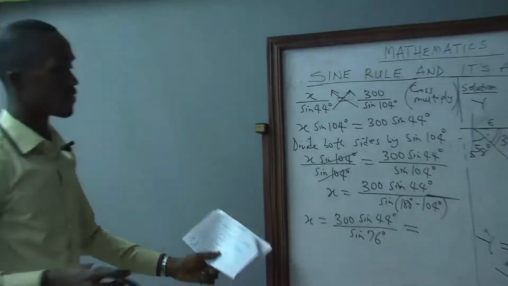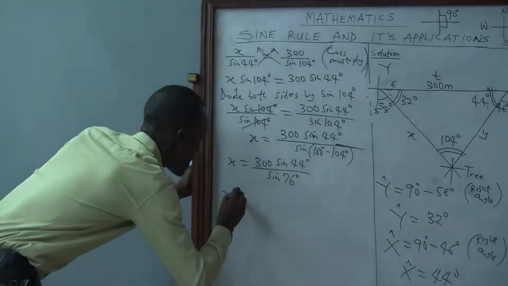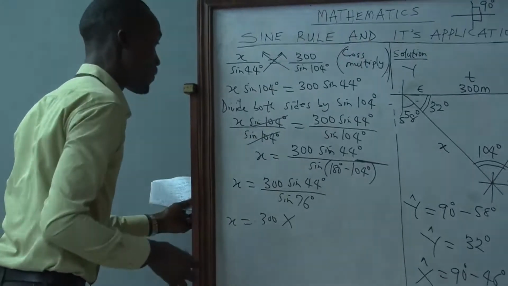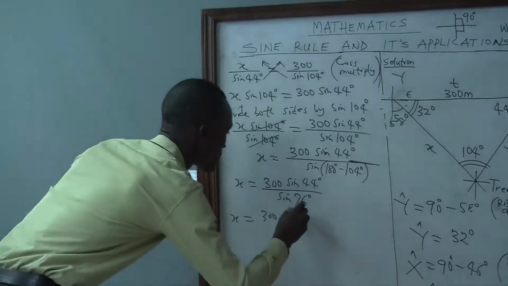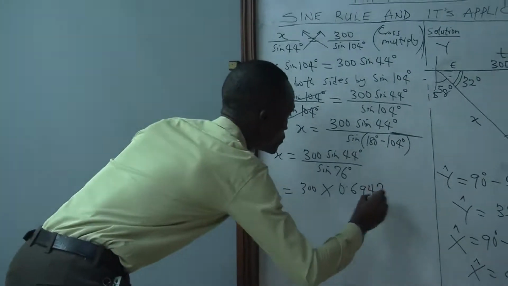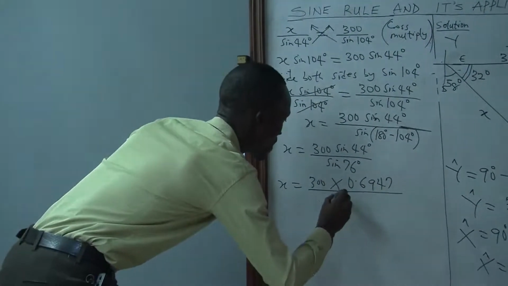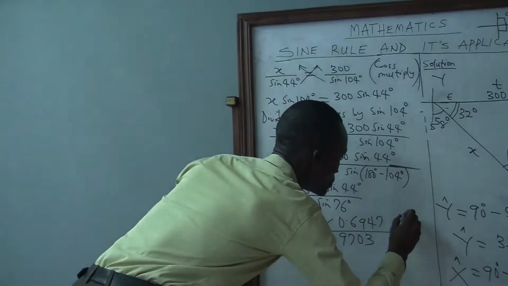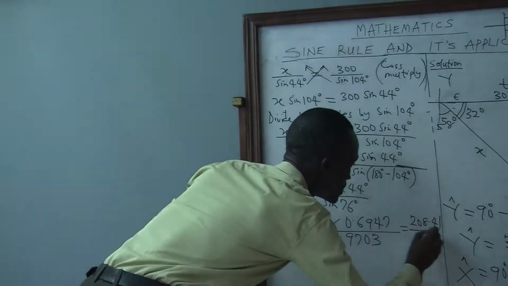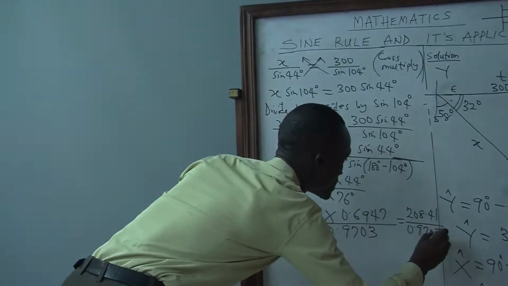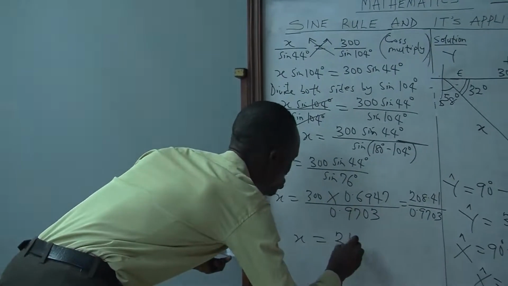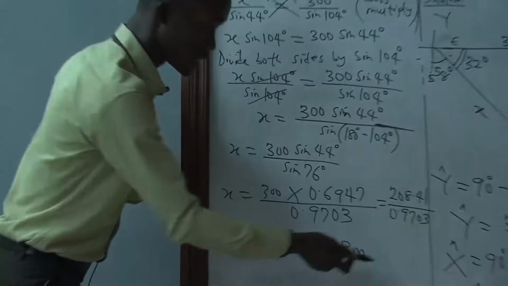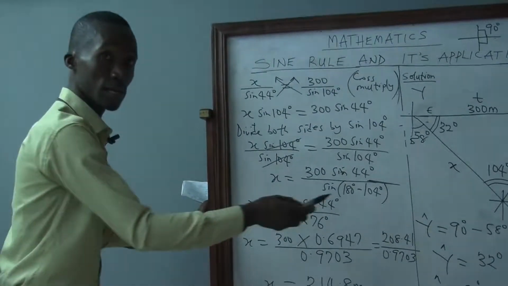So from here, if you check our four-figure table, we have x to be 300 multiplied by, if we check sine 44 from the four-figure table, that is 44 under 0 from sine of angles, we have it as 0.6947. Then if we check sine 76 as well, we have 0.9703. And the product of this will give us 208.41 divided by 0.9703. So x from there will give us 214.8 meters.